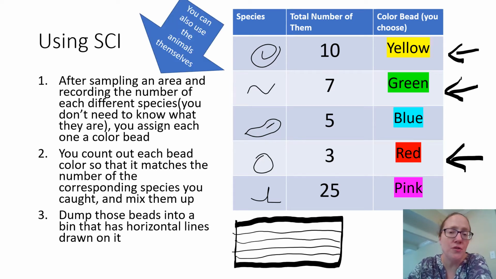You can also use the animals themselves instead of changing them all into beads, but that requires that you take the sample back with you from the stream, and it's better for the health of the stream if you release the organisms that you find after dip netting instead of keeping them, because you don't want to impact the health of the stream by removing the insects that you caught during a dip net.